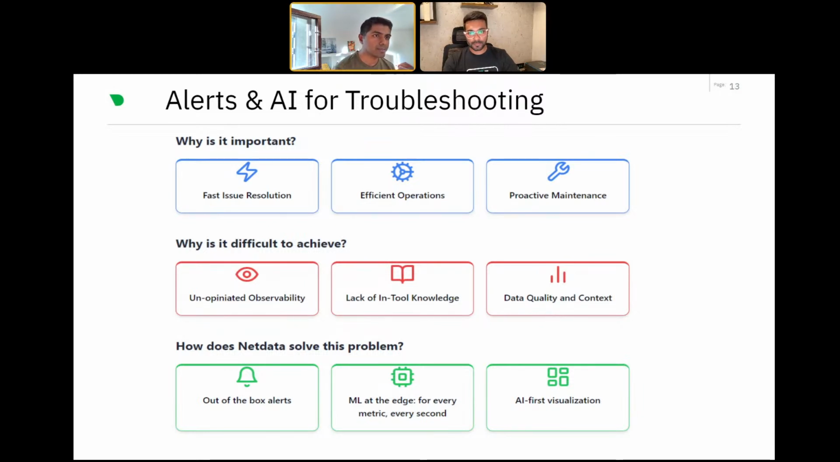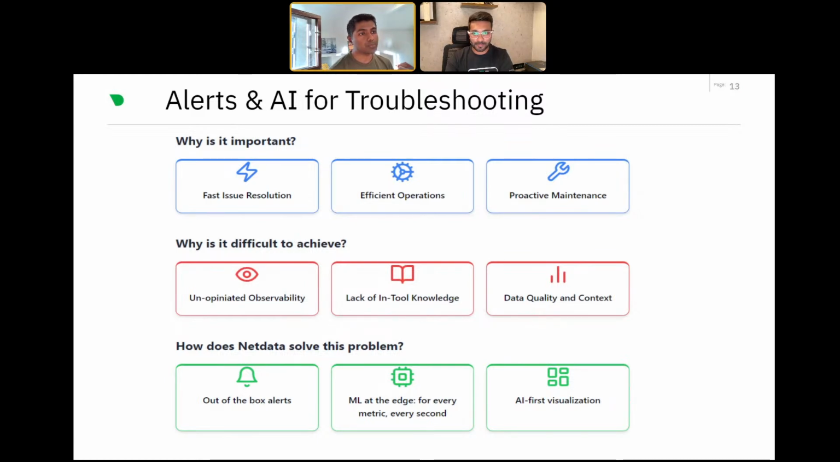So again, this is important for obvious reasons. You want to resolve your issues fast, which means that one, you need to be notified about the issue. And then once you're notified, you need to have all the right information in the right place so that you can take the right decision and get to root cause faster. So it really makes your whole operations much more efficient if you're able to do this effectively.